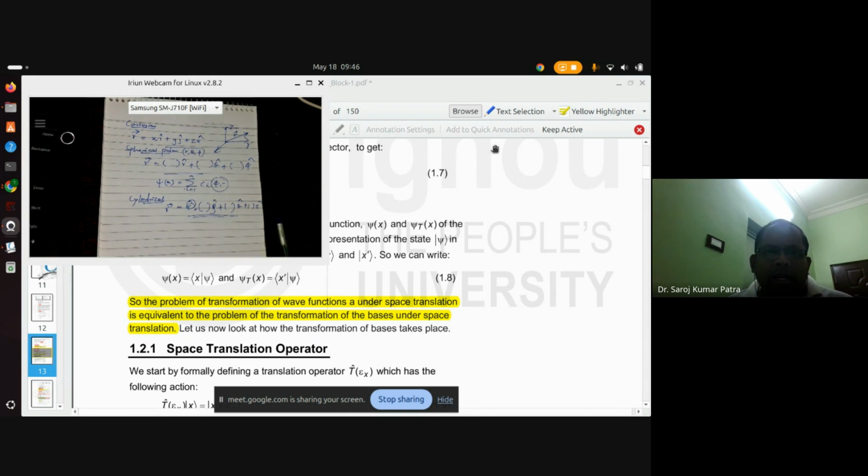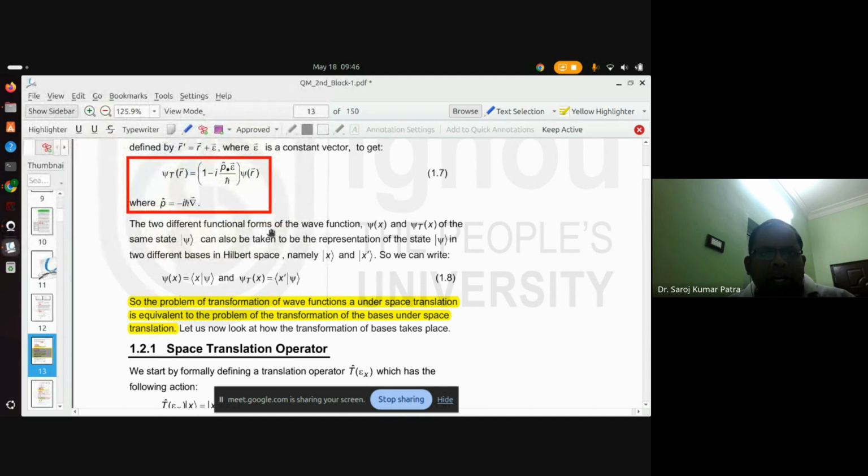Now, coming back to what we were discussing, two different forms of wave function, psi(x) and psi(x') of the same state psi, can also be taken to be the representation of the state psi in two different bases, namely x and x prime. So we can write psi(x) is equal to <x|psi>, and psi(x') is <x'|psi>. So this is the notation that will be used in Hilbert space.